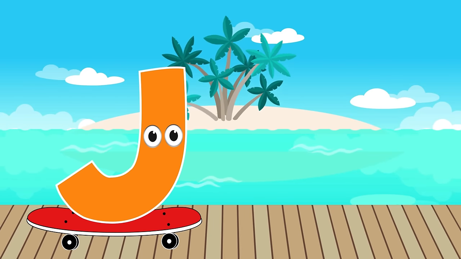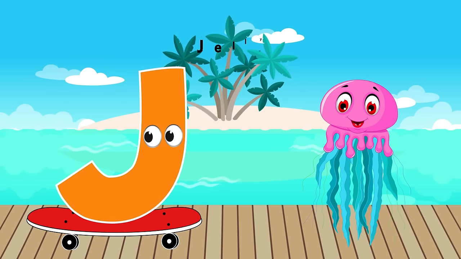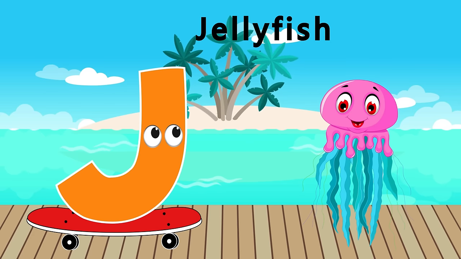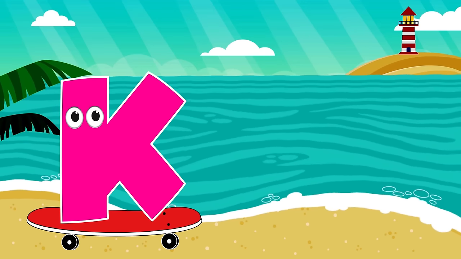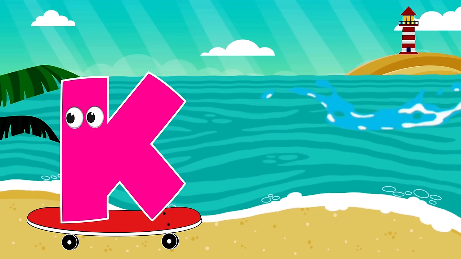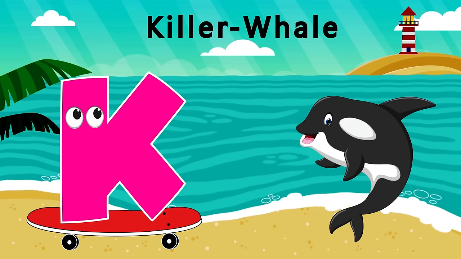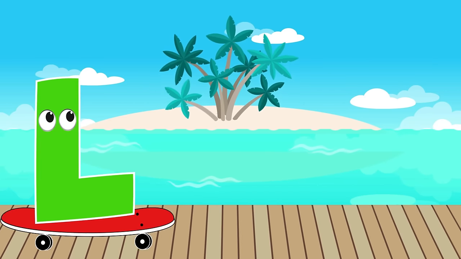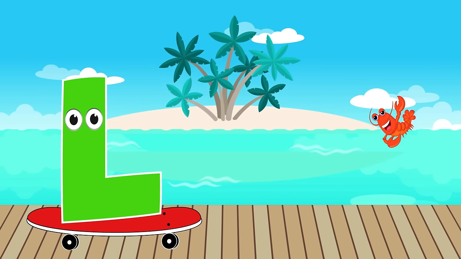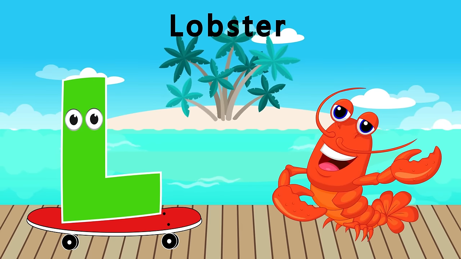J is for jellyfish. Jellyfish. Stinging, transparent tentacles. K is for killer whale. Killer whale. Orca, apex predator. L is for lobster. Lobster. Delicious. Shellfish. Claws.